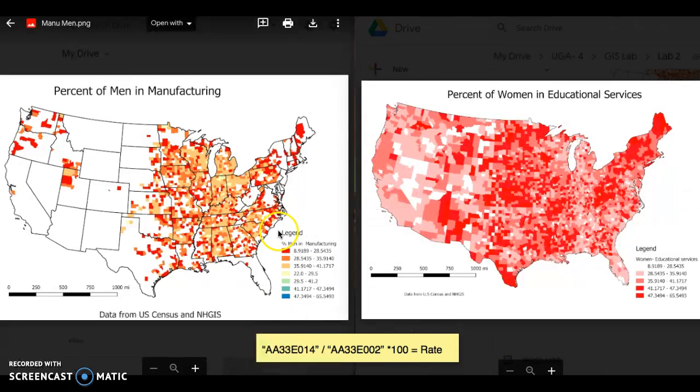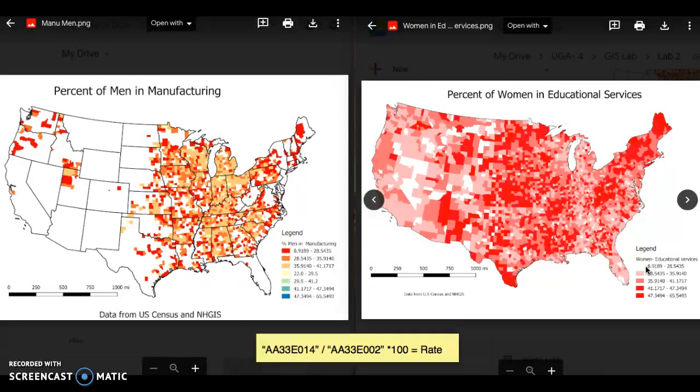And that's what you see in the data table and in the legend as percent men in manufacturing, and then over in women is again women percent in educational services. And that gives you the rate that we used.